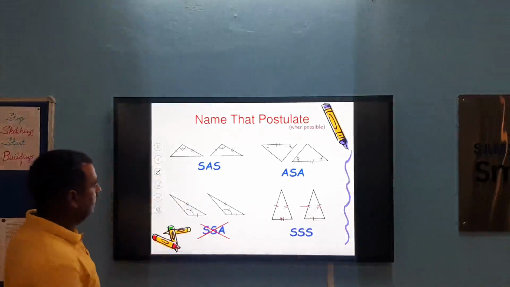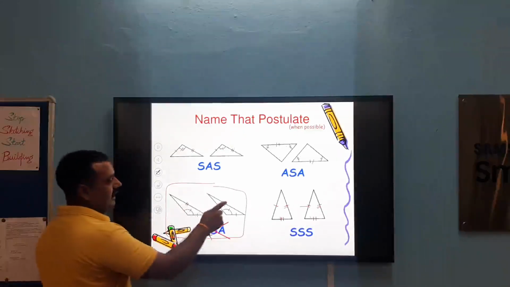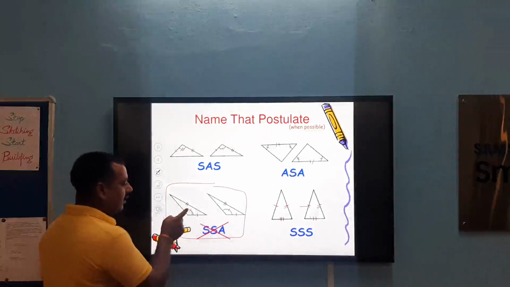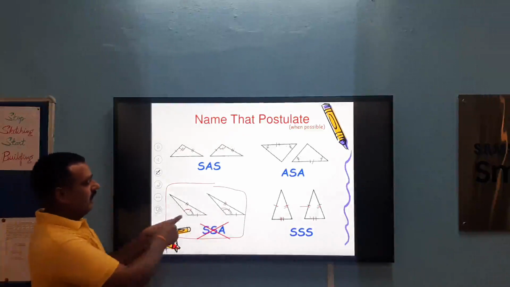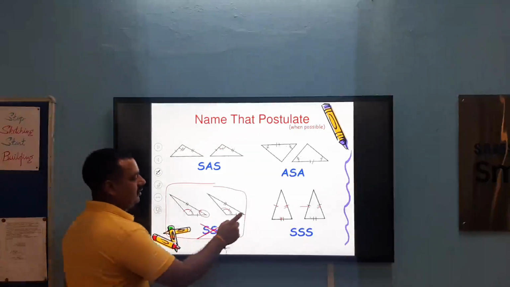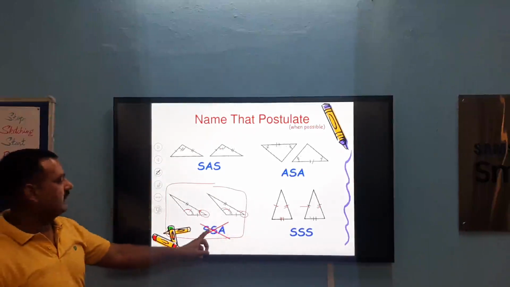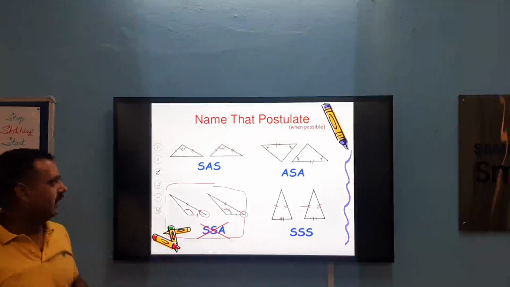Now here in these two triangles, this side is equal to this side, but the angle which is shown equal is not the included angle. To prove congruence, we must take these angles. So the angle is not the included angle. So SSA is not a criterion.